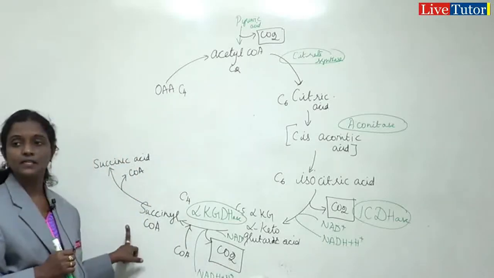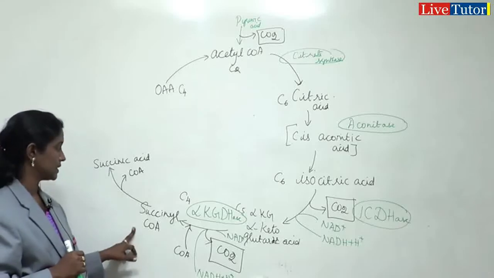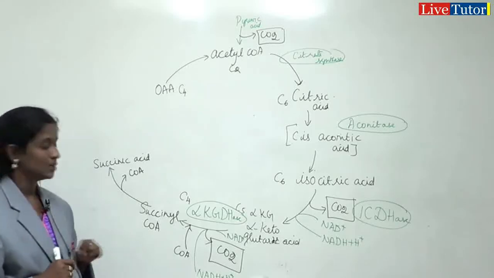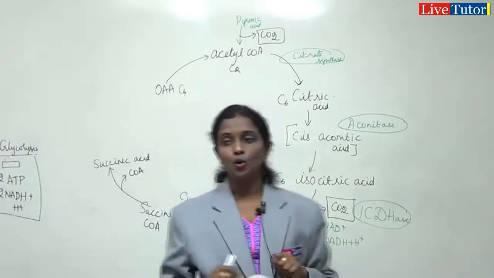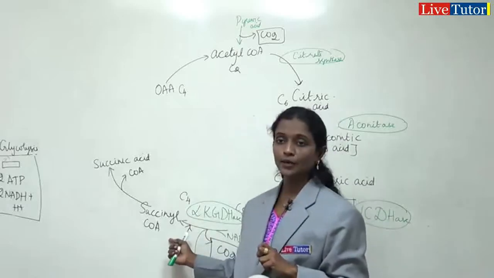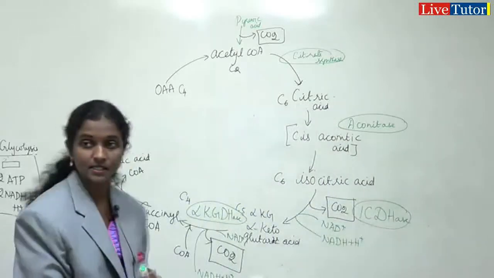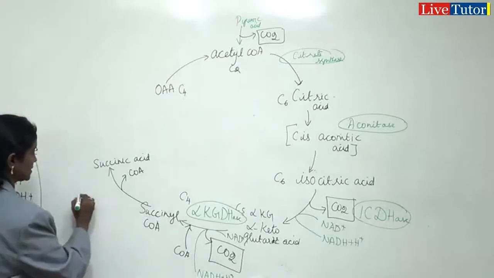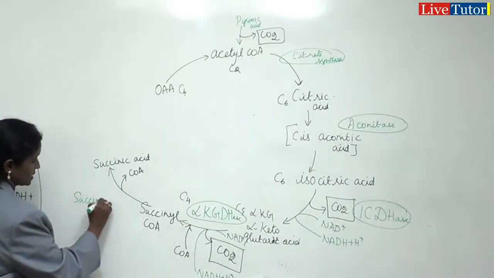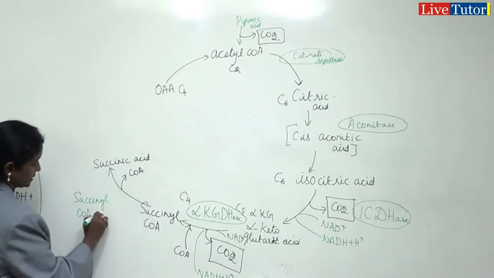And here we are getting succinyl-CoA out of it, right? Succinyl-CoA is going to become succinic acid. So CoA comes in, CoA goes out. Then this succinyl-CoA synthetase. The next enzyme is going to be succinyl-CoA synthetase.